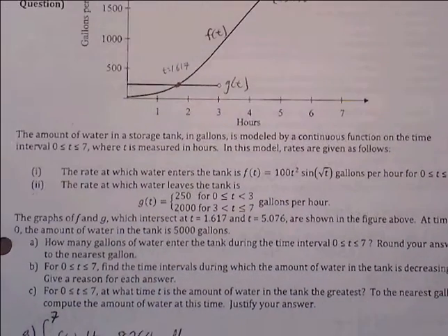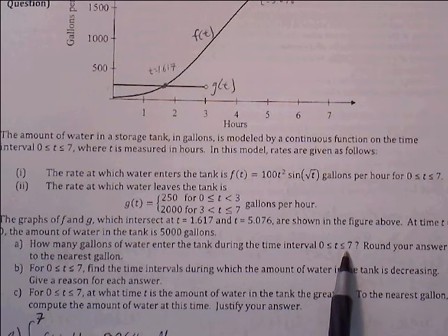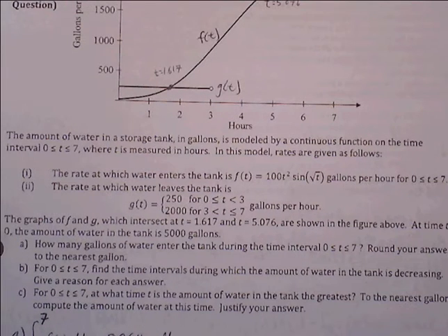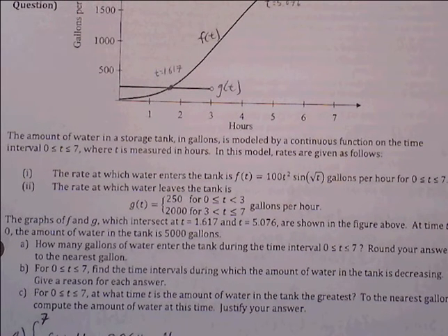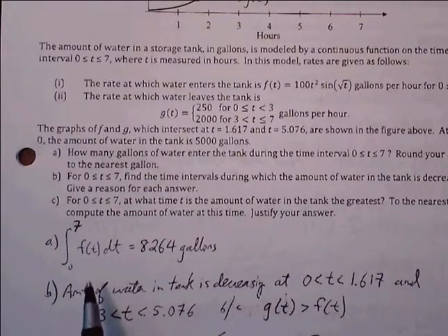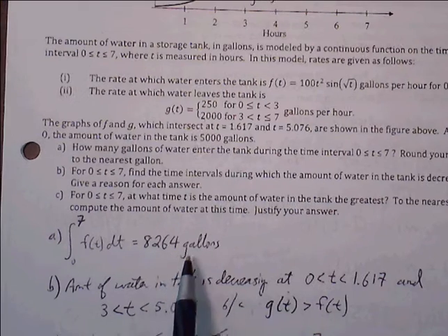Okay, so then part A, how many gallons of water enter into the tank from 0 to 7? From 0 to 7, we can just find the integral of 100t squared sine root t, because this is the rate at which water enters into the tank. So it's just the definite integral from 0 to 7 of f of t dt, which is 8264 gallons.